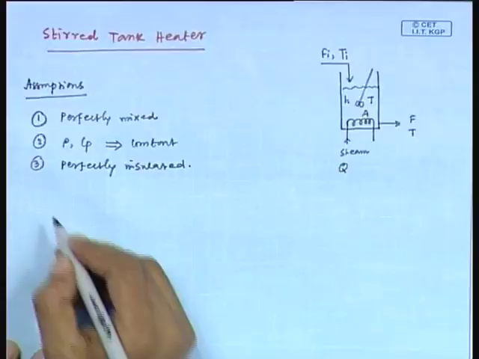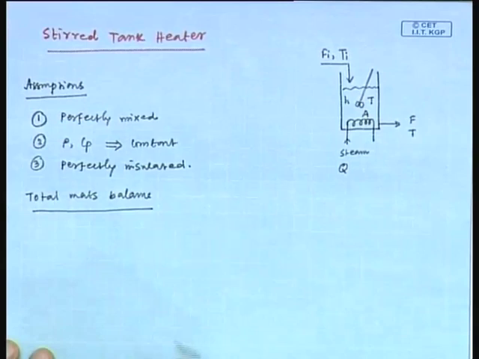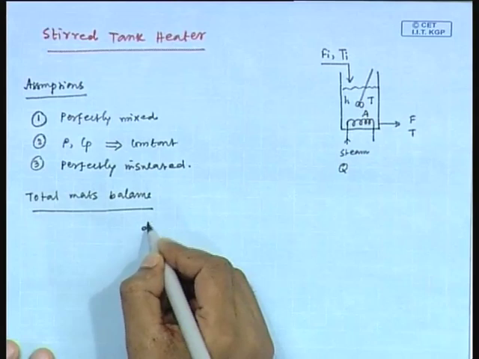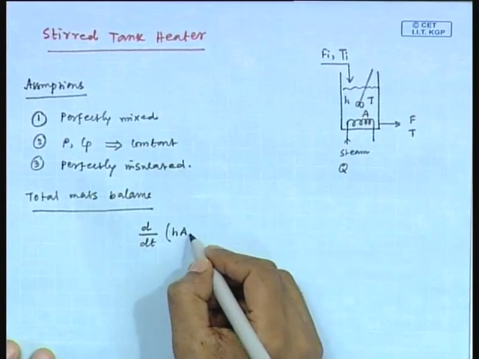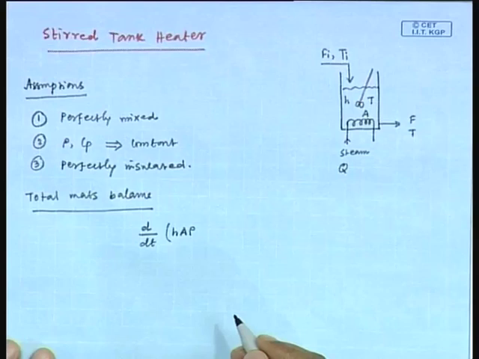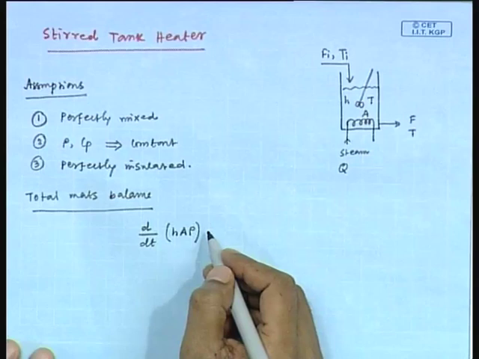So first we will develop the total mass balance equation. What is the accumulation of mass? d/dt of the liquid height multiplied by the cross-sectional area. H is the liquid height multiplied by the cross-sectional area; this is volume. Now volume multiplied by density is mass. So this is the rate of accumulation.